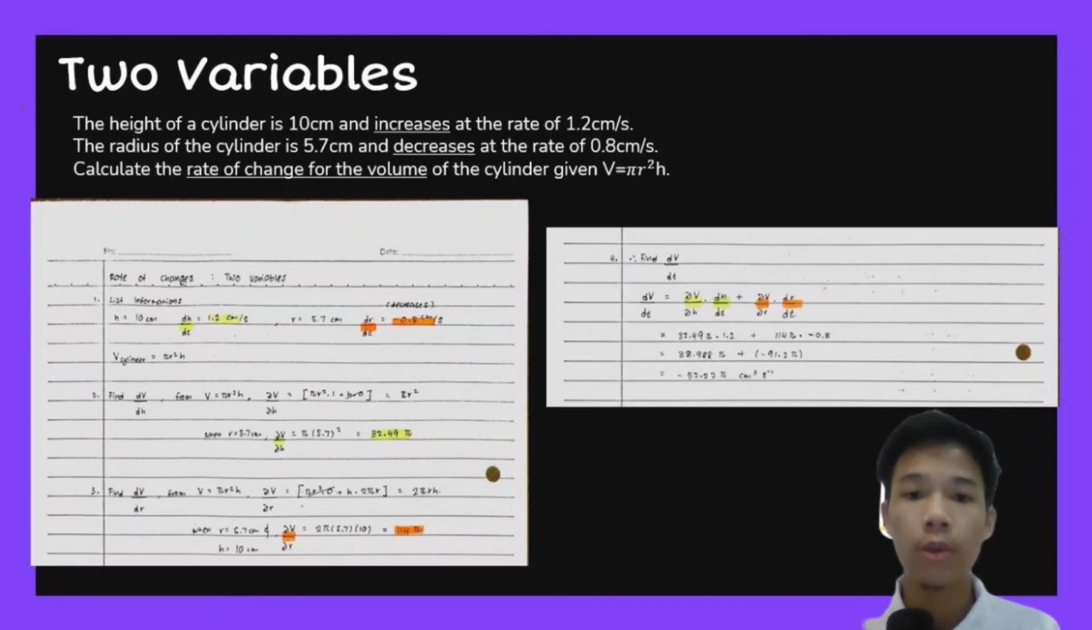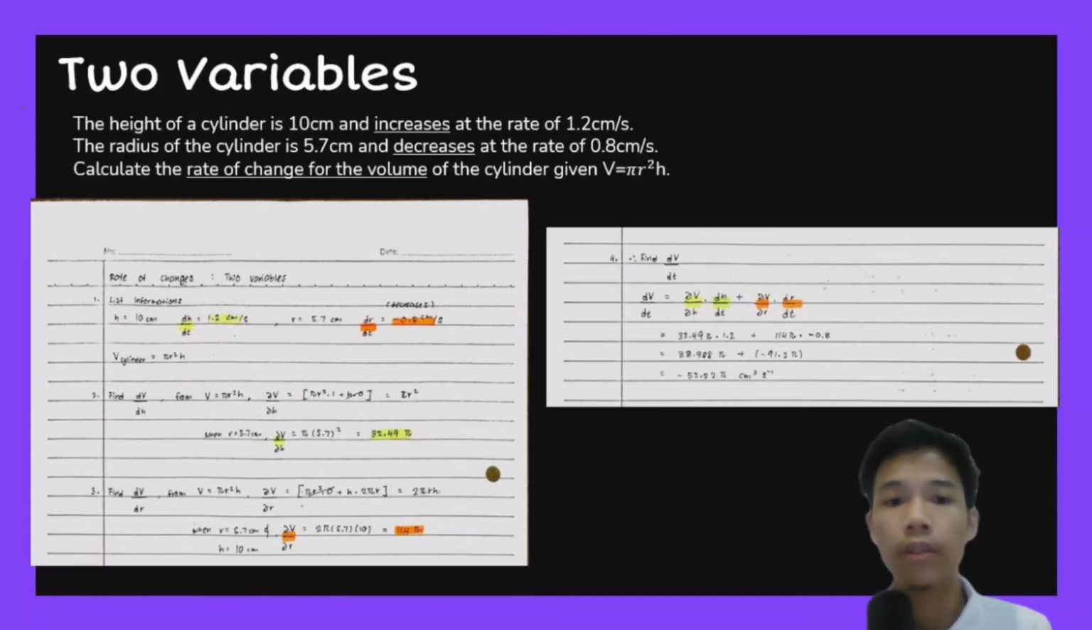So the first step of answering this question is to list down all the information. So the question gives us dH over dt, which is 1.2, and dr over dt, which is decreasing, which is negative 0.8. So the second step is to find dV over dH. Now from the equation volume that the question gave us, pi r square h, the derivative of the equation with respect to h is pi r square. And when we substitute r equals to 5.7 centimeter into the equation pi r square, we get 32.49 pi. Now that's delta v over delta h.